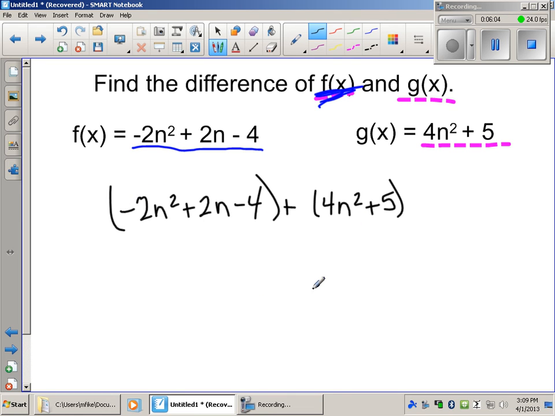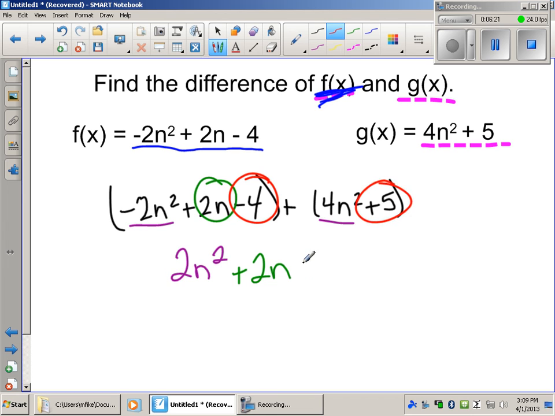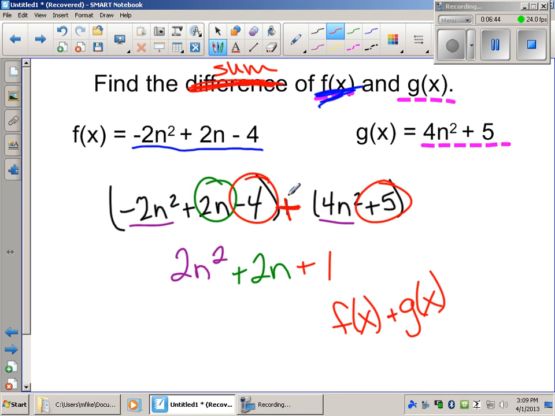So I'd have negative 2n squared plus 4n squared, which is 2n squared. 2n doesn't have anything to go with, so it's just going to go along for the ride. And negative 4 and 5 is 1. So that is the solution to f of x plus g of x. Oh, too bad Ms. Fike did the sum instead of the difference. So we'll just say the sum. Had I solved it correctly according to my own directions, I would have needed to make this a subtraction in here. But if I just change it to the sum of f of x and g of x, we're good.